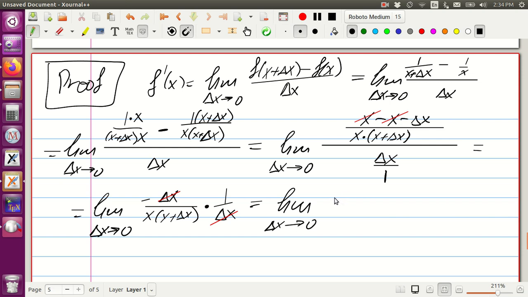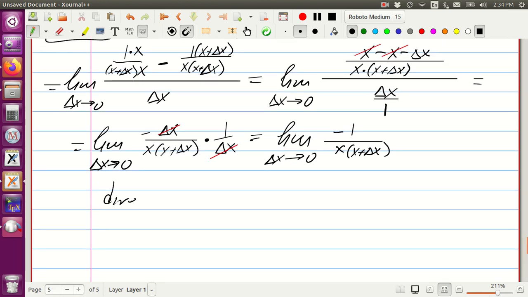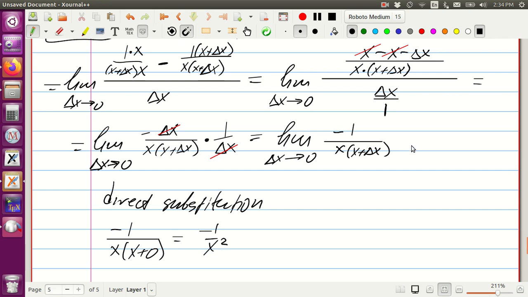All right, so what's left? We have minus 1 in the numerator. In the denominator, we have x times x plus delta x. So let's try to use direct substitution on the side. Direct substitution tells you minus 1 over x times x, and instead of delta x, we're going to plug in 0. So let's calculate. x plus 0 is x, and x times x is x squared. So we get negative 1 over x squared, which is what we wanted to show, right? So we're done with this theorem.